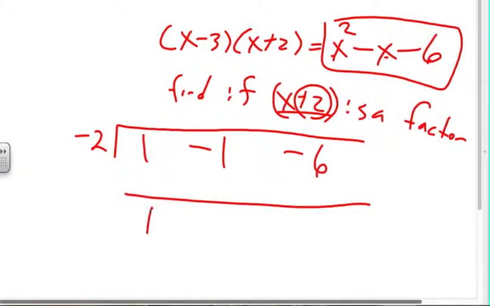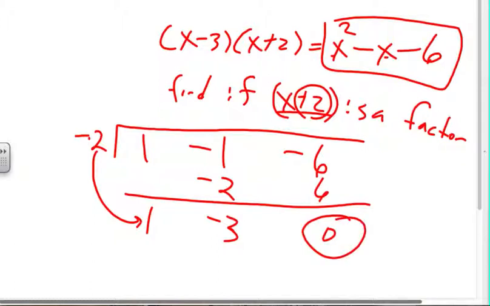Bring the 1 down. 2 times a -1 is a -2. Add it, it is a -3. 2 times a -3 is a 6. Add them. You got a 0. Bingo.